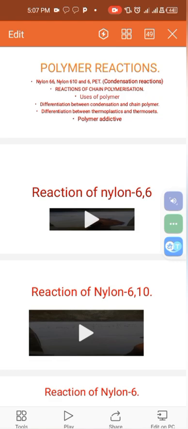Then we'll be looking at the uses of polymers, then the differentiation between condensation and chain polymerization, then the difference between thermoplastic and thermoset. And lastly, we'll be looking at polymer additives. So let's start the class with the reaction of nylon 6,6.